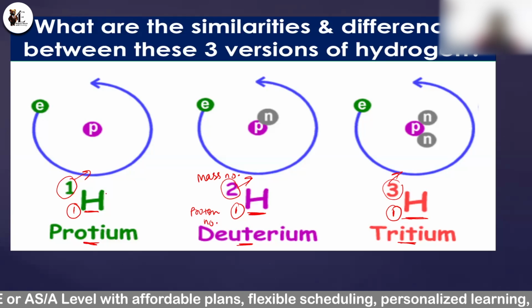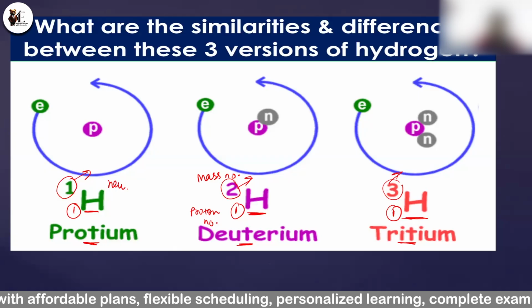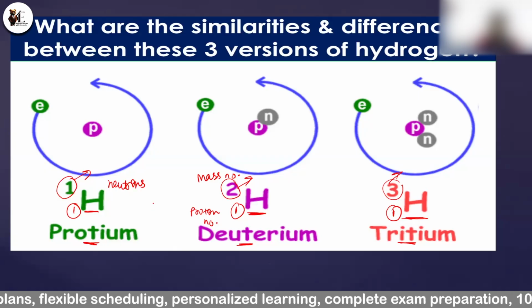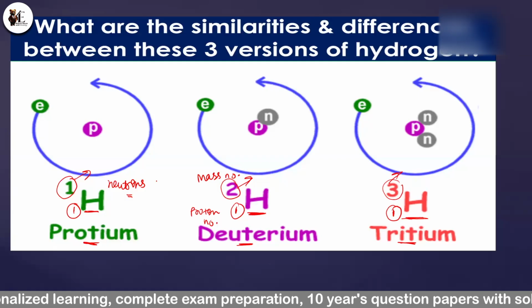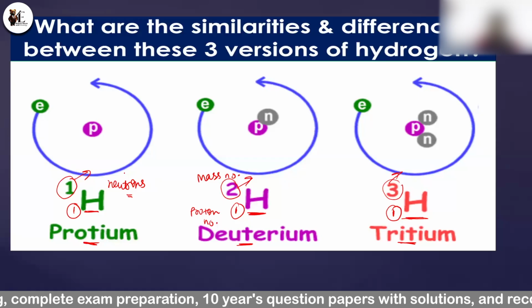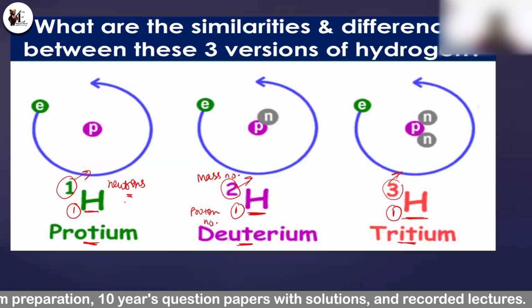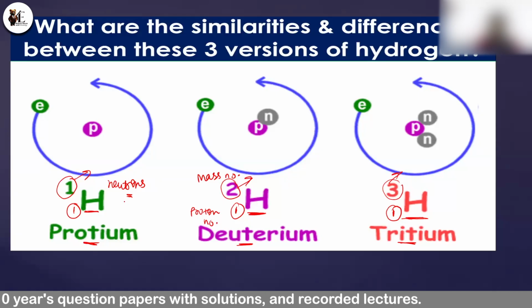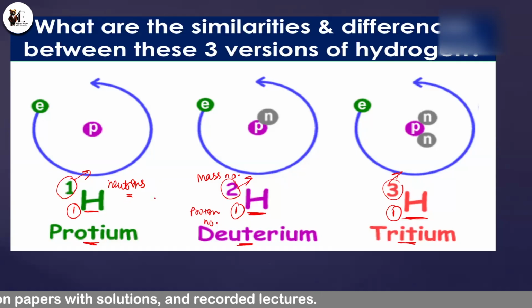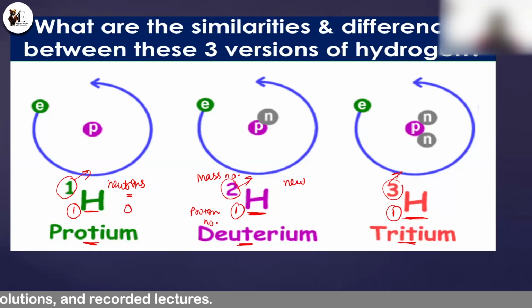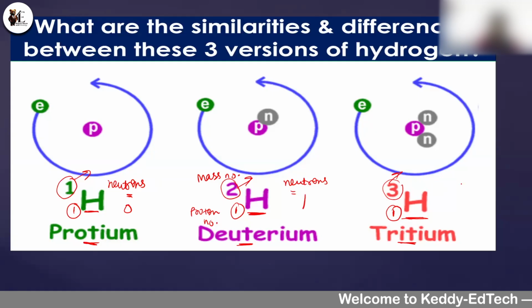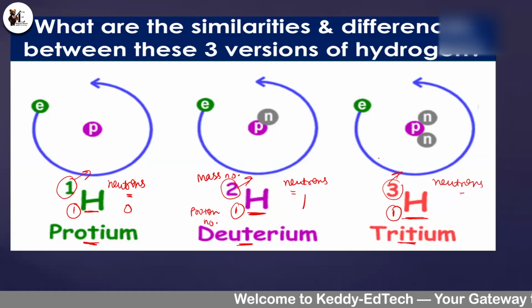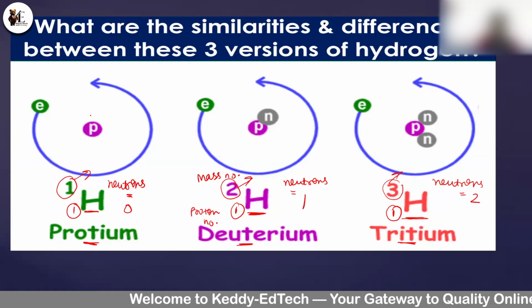If I ask you to calculate the number of neutrons in protium, calculate and tell me the answer. I'm asking the number of neutrons in protium. 0. Yes. And what is the number of neutrons in deuterium? 1. Yes. And what is the number of neutrons in tritium? 2. Yes.